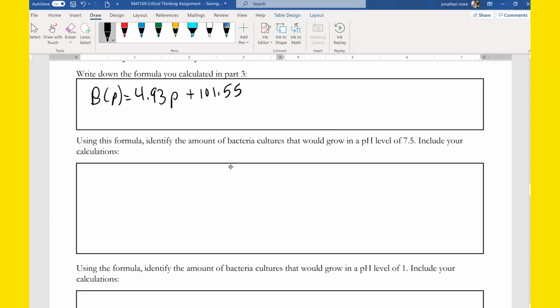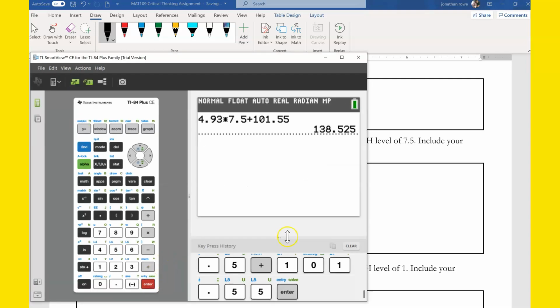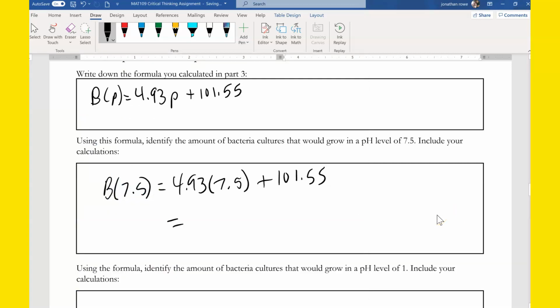Include your calculations. So all I have to do is plug 7.5 in for P. So B of 7.5 would equal 4.93 times 7.5, plus 101.55, and I'm just going to calculate that in my calculator. So I just typed this in my calculator and I got the answer 138.53. Or we might round it to 139 bacteria cultures if we are just calculating it as a whole number.